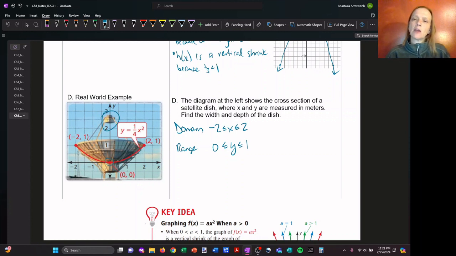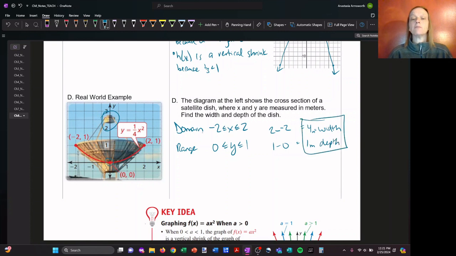And so we do the same thing here. We do 2 minus -2, which equals 4. So the width is 4 meters. And then we similarly do a subtraction of the extreme values on the range. 1 minus 0 is 1 meter as our depth. So those are the dimensions of this satellite dish. I hope this helps.